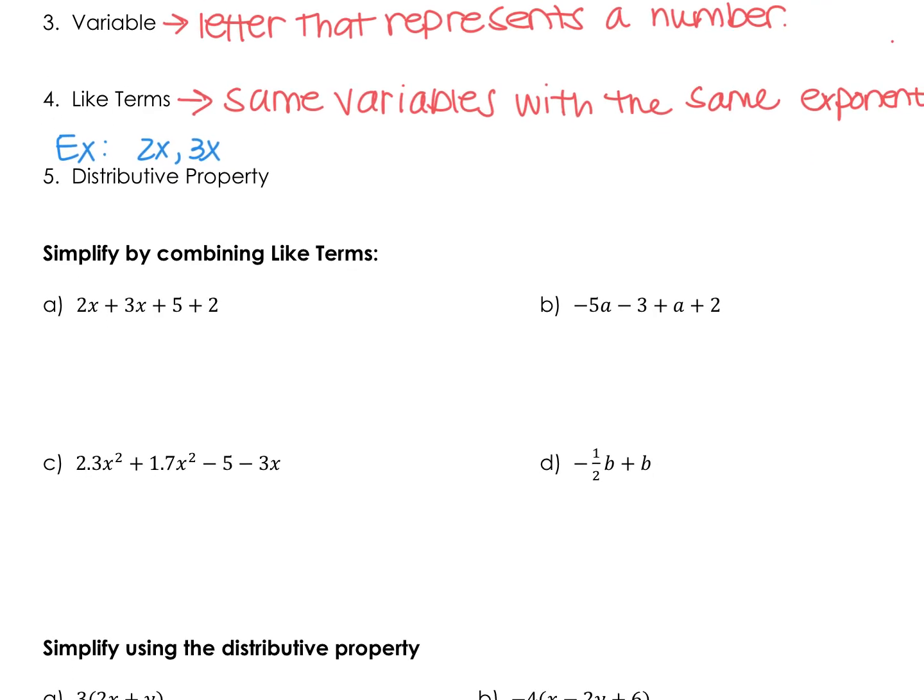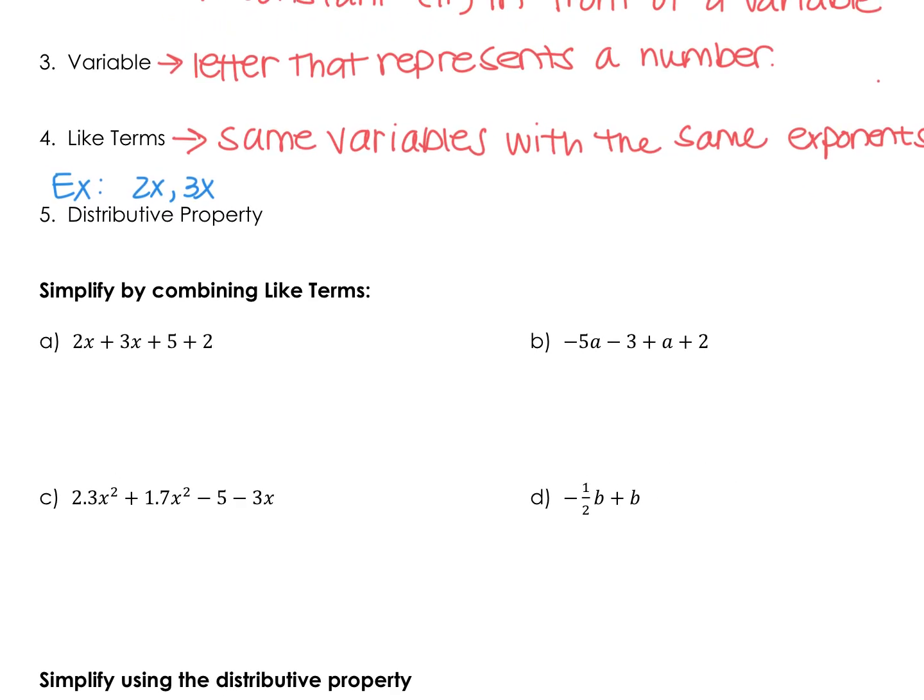Let me zoom in some. 5xy and 4xy. But even further, we could also say within that 5xy and 4yx, those are also like terms. And the reason why is because with multiplication, the order doesn't matter. Just like with addition, right? If I do 5 plus 4 or 4 plus 5, I'm still getting 9, right? And if I do 5 times 4 or 4 times 5, I'm still getting 20. So order doesn't really matter with multiplication.